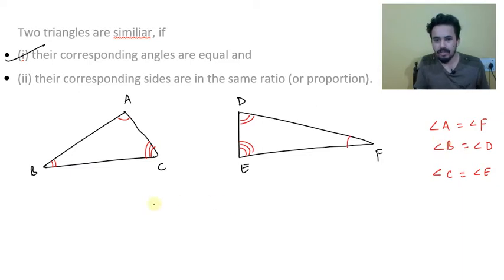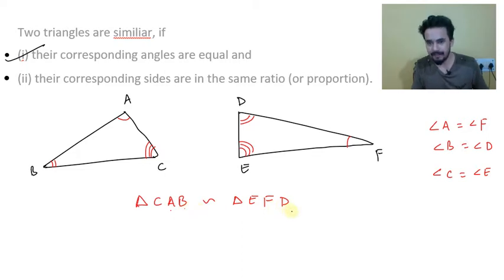So if this holds, then you can say triangle CAB is similar to, in front of C you will write E because C is equivalent to E. A is equivalent to F, so in front of A you will write F. B is equivalent to D, so in front of B you will write D. So this is the order which I am talking about, and this is the similarity.